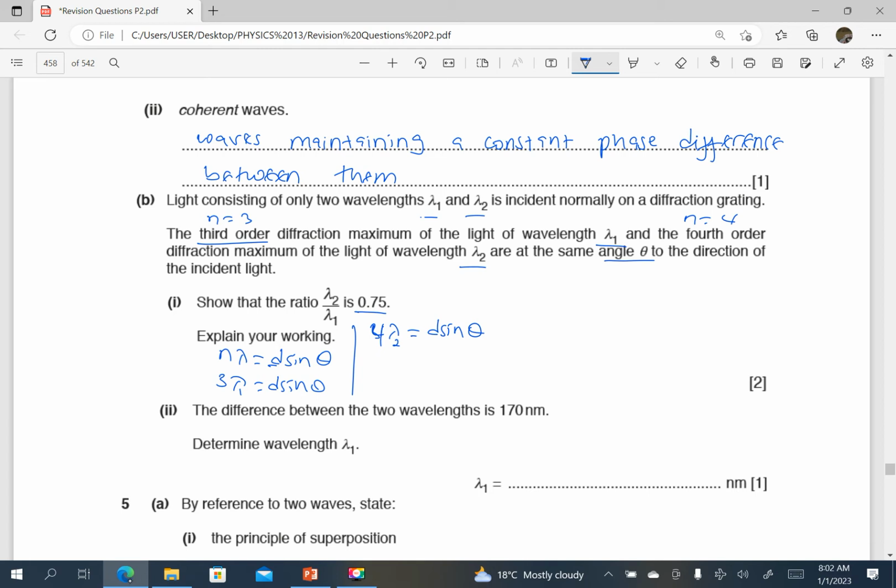Since I want lambda 2 over lambda 1, I'll say 4 lambda 2 divided by 3 lambda 1 is equal to d sine theta over d sine theta, and this is equal to 1. So 4 lambda 2 over 3 lambda 1 is equal to 1. So I want lambda 2 over lambda 1, so I just get the ratio. Lambda 2 over lambda 1, 3 goes up and 4 comes down, and this is the same as 0.75.